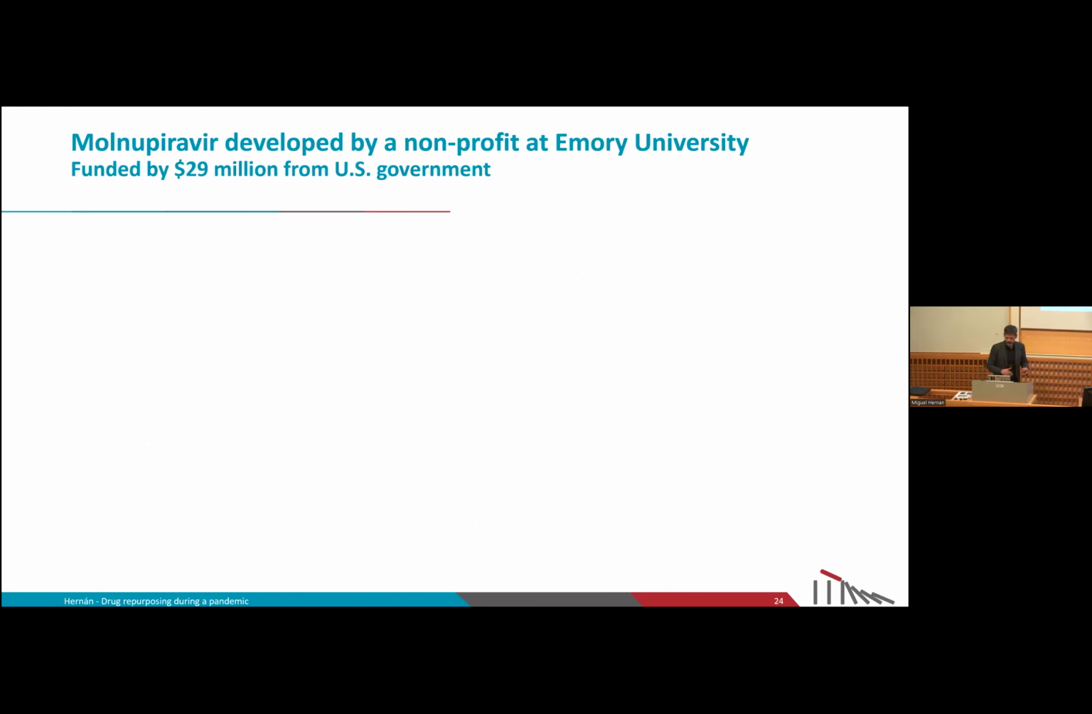Then something that may or may not be important here, but I want to talk about it, is the financial aspects of the approval of molnupiravir. So this drug was developed by a nonprofit at Emory University in Atlanta, and it was developed with federal money. Taxpayers' money was used to develop the drug in different grants. About $29 million at least were given in grants by NIH and other agencies to support the development of this drug.